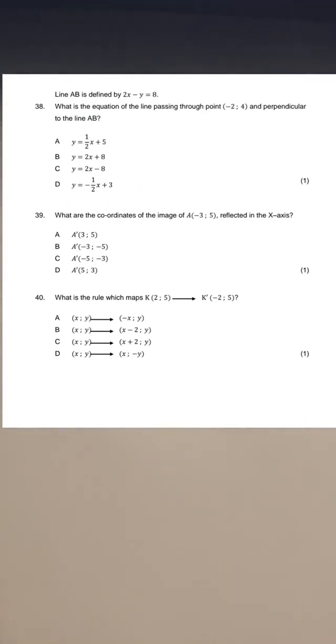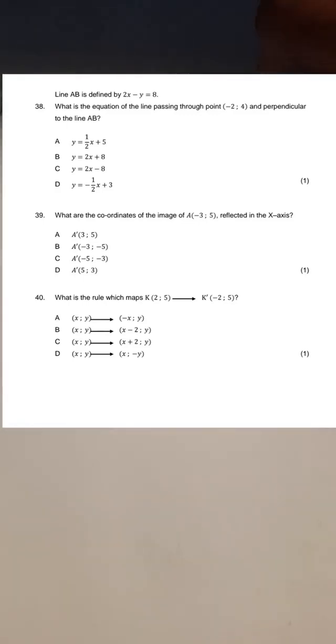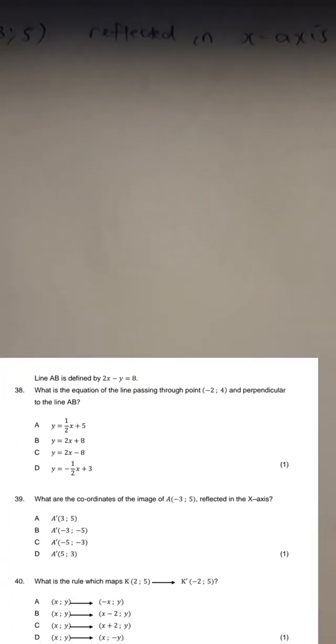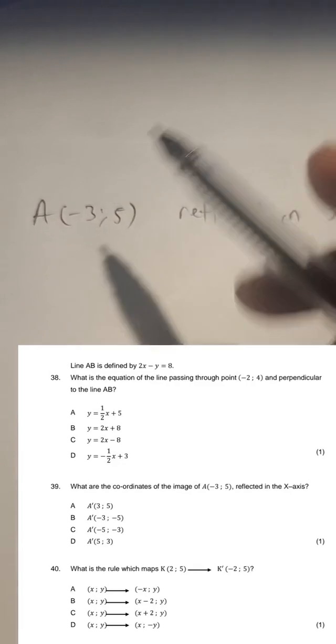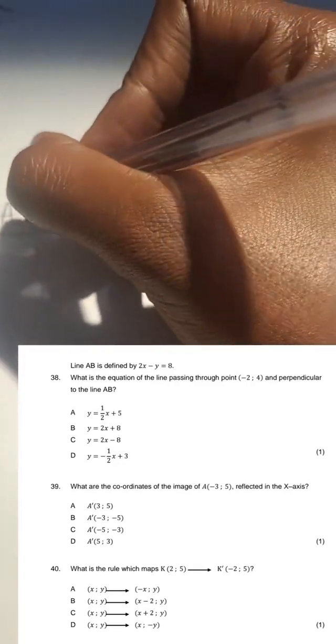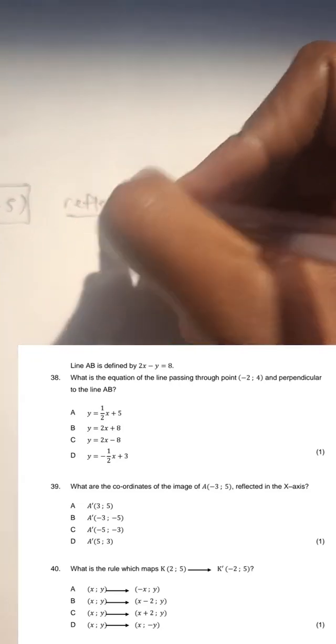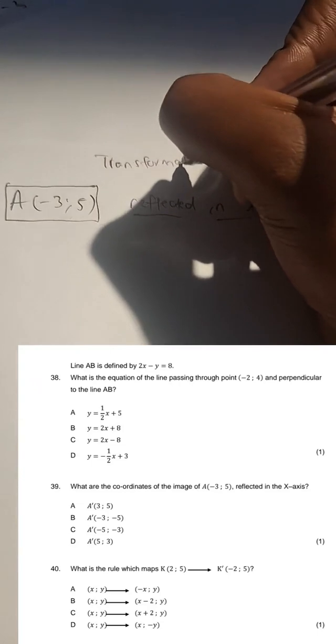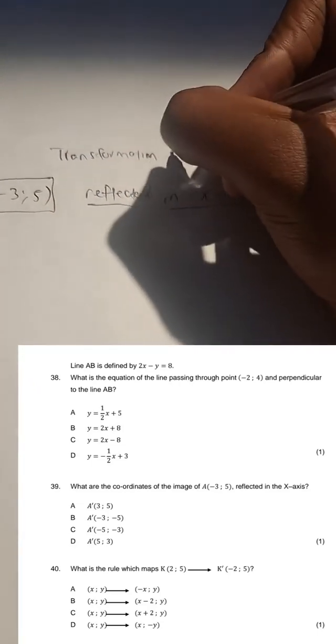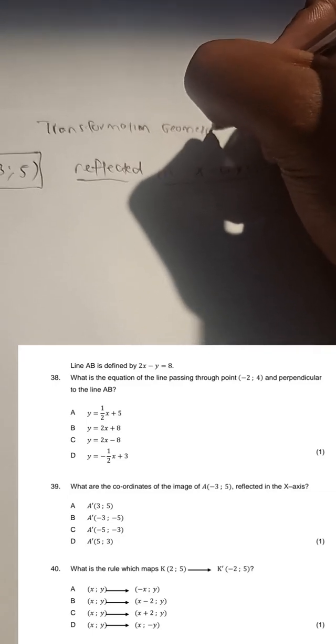Question number 39 says, what are the coordinates of the image of A, which is (-3, 5), if it is reflected in the x-axis? We want the image of this if it is reflected in the x-axis. So this is transformation geometry, guys, which I'm sure you've done or you are doing in this term.